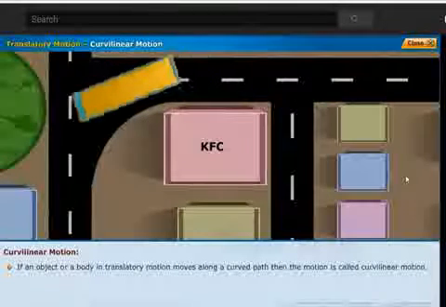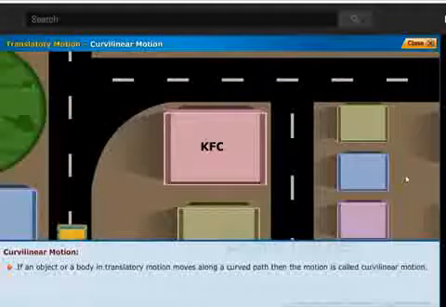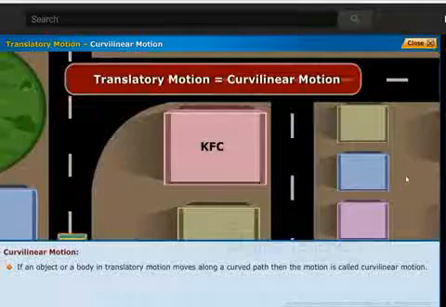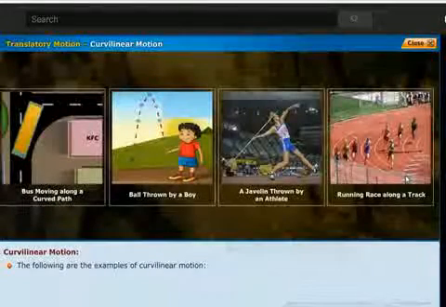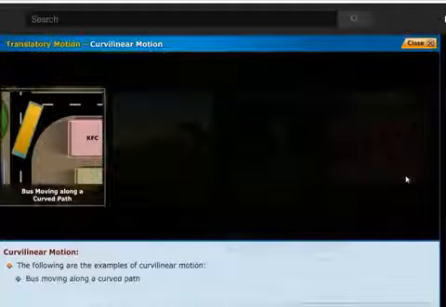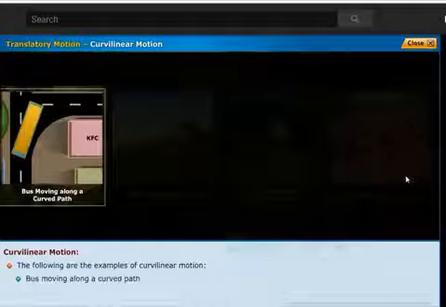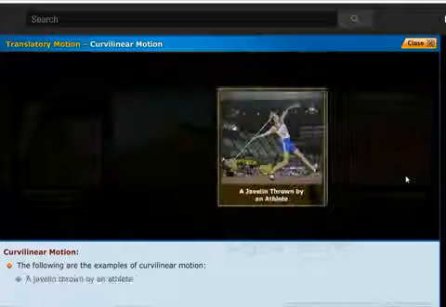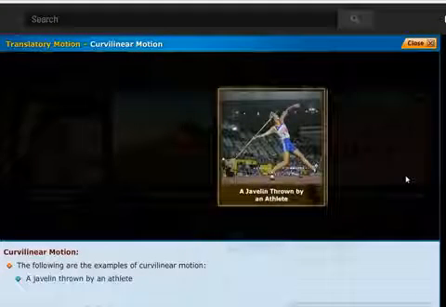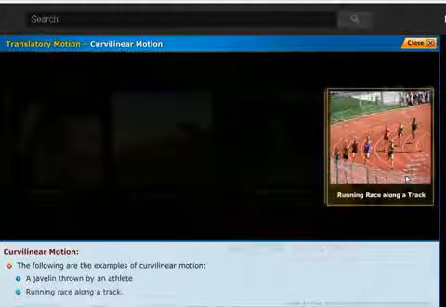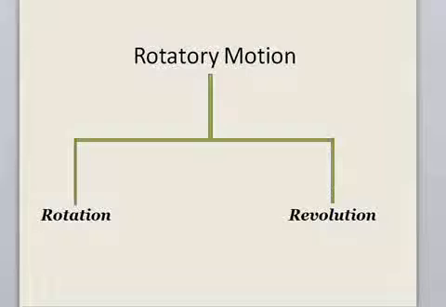Curvilinear motion. If an object or a body in translatory motion moves along a curved path, then the motion is called curvilinear motion. Examples of curvilinear motion are a bus moving along a curved path, a ball thrown by a boy, a javelin thrown by an athlete, running race along a track.